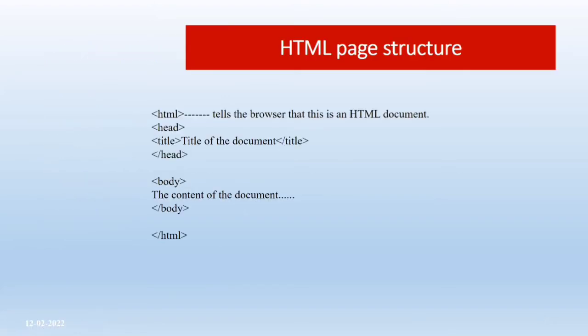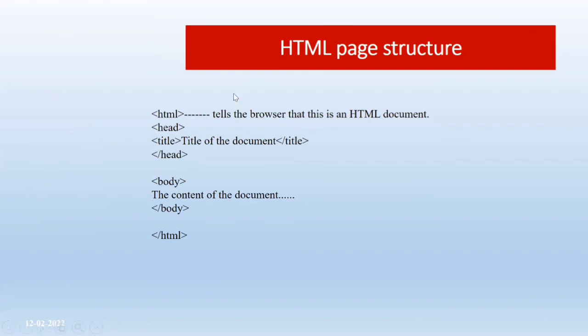So let's see how to write the first HTML program. For this, the first tag should be html, which tells the browser that this is an HTML document. It means you are going to create HTML web pages. So the first tag should be html.